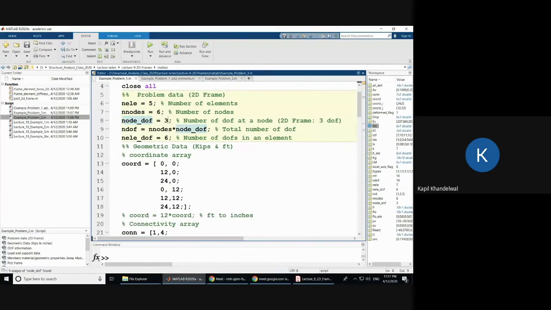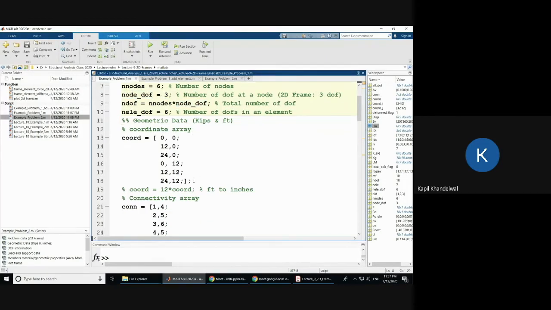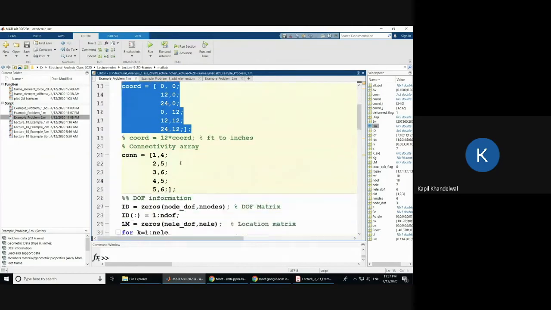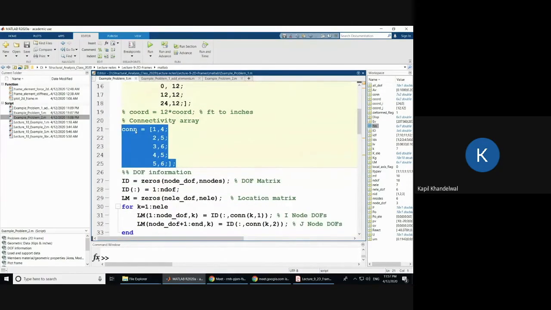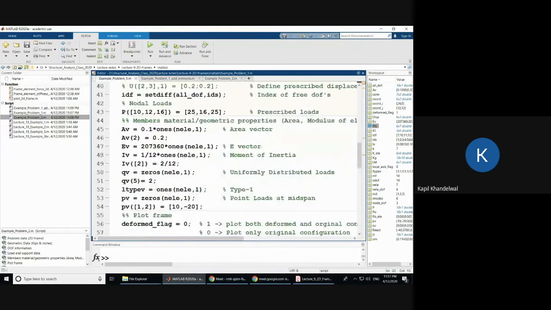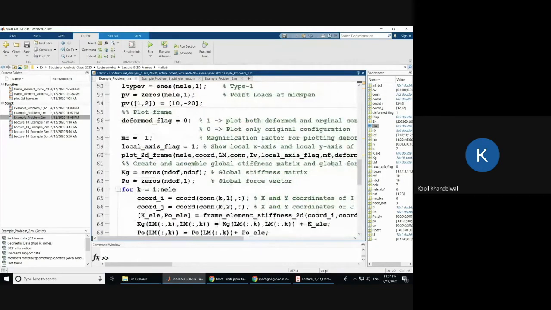Node degrees of freedom are 3 because there are 3 degrees of freedom at every node. I define my 6 coordinates and the connectivity for every member. And if I go down, you can see that there is a function. I will provide you this function. The name of the function is plot 2D frame, and this function actually plots the frame for you.